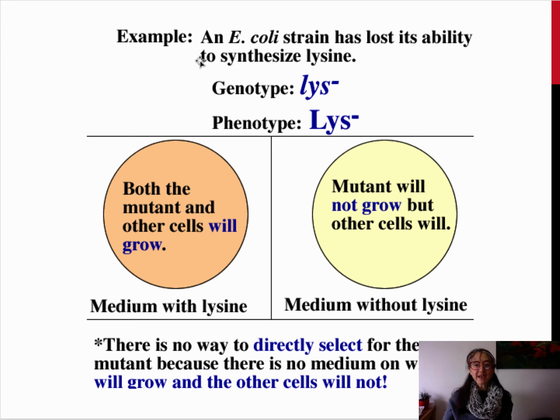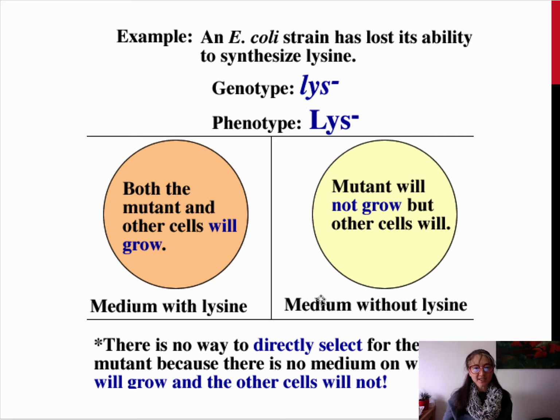So this makes things hard because if you put it on a medium that it will grow on, so will the wild type cells. So everything will grow. So say we're looking for this lys minus mutant, we put it on something that will support its growth, well, everything else grows there too. Now, by the flip side, if we put it on a medium that it won't grow on, the only thing we'll see is its absence. So it won't grow on a GSA or a medium without lysine. So everything else will grow there, it just won't be there. So there's just no way to directly select for this sort of mutant.